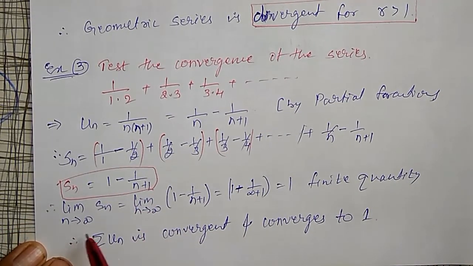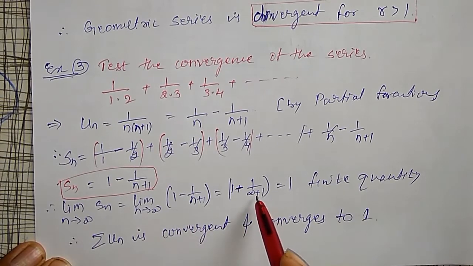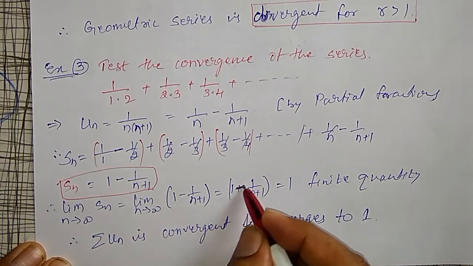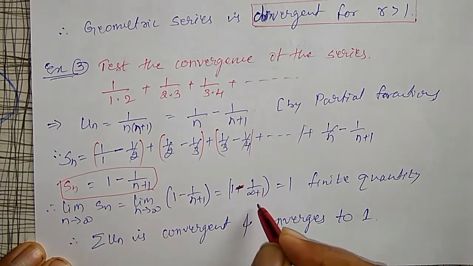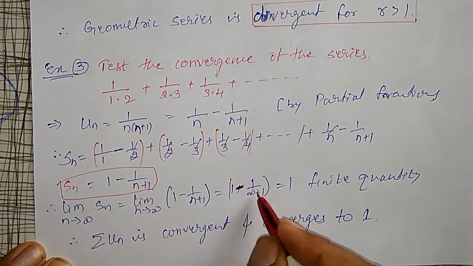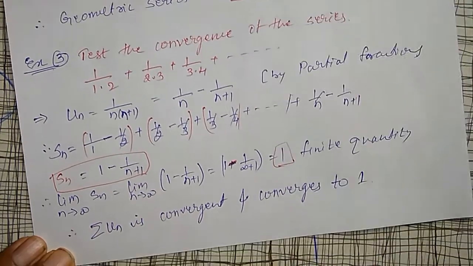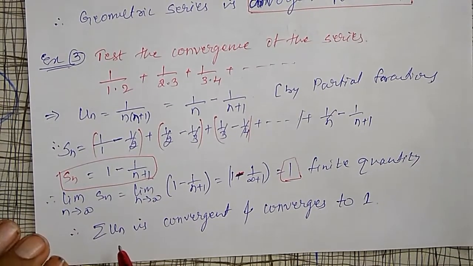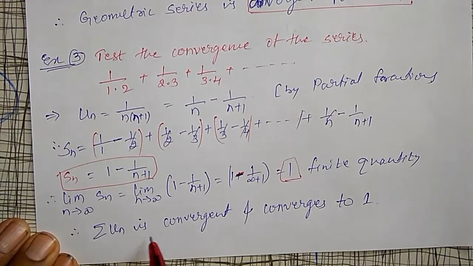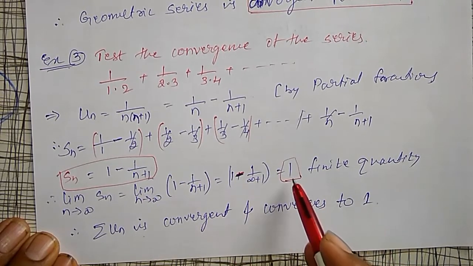Therefore, limit as n tends to infinity, Sn is equal to limit as n tends to infinity, 1 minus 1 by n plus 1. Here n is equal to infinity. Therefore, 1 minus 1 by infinity. 1 by infinity is 0. Therefore, 1. It is a finite quantity. Therefore, the summation un, that is the series un, is convergent and it converges to 1.